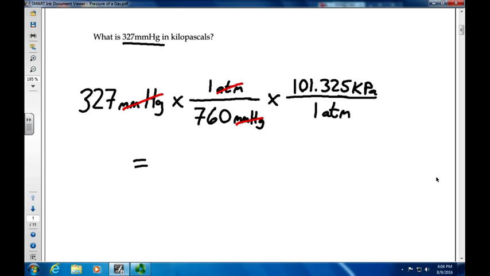out, as do atmospheres, and we are left with 43.6 kilopascals. And that's how you convert units.